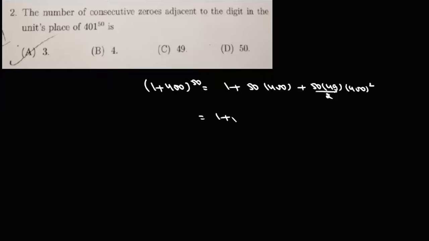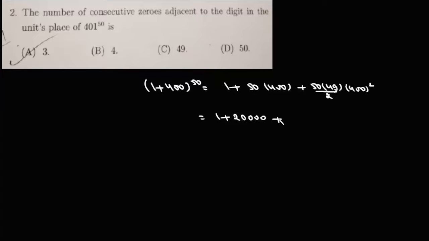It says the number of consecutive zeros adjacent to the digit in the units place of 401 to the power 50. Now this is a very standard question in binomial. We can write this as 1 plus 400 to the power 50. Now it will be 1 plus nx, so there will be 50 into 400 plus 50 into 49 divided by 2 into 400 square.